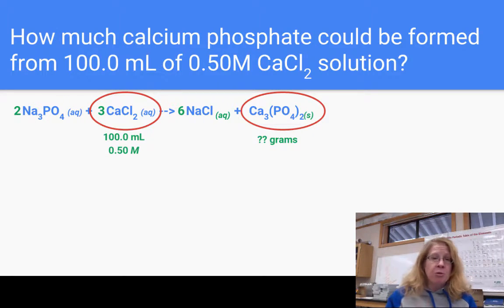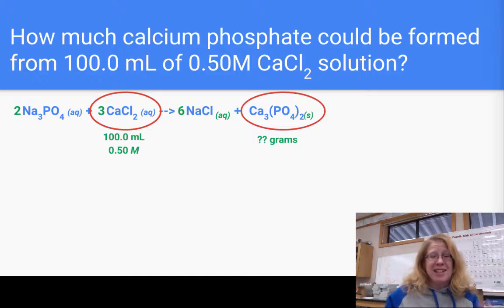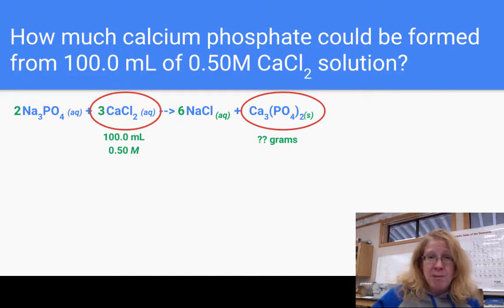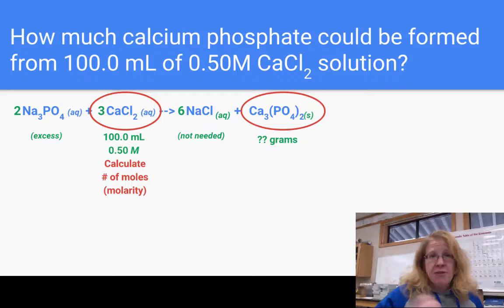I'm going to have to do my mole to mole ratio from calcium chloride to calcium phosphate. So it's a 3-to-1 ratio. So I need to figure out how to get to moles now as the next step, right? So the next step is I'm going to use this information I have about molarity to deal with the other pieces of that to figure out how many moles I've got. So this is the first step that I need to do.